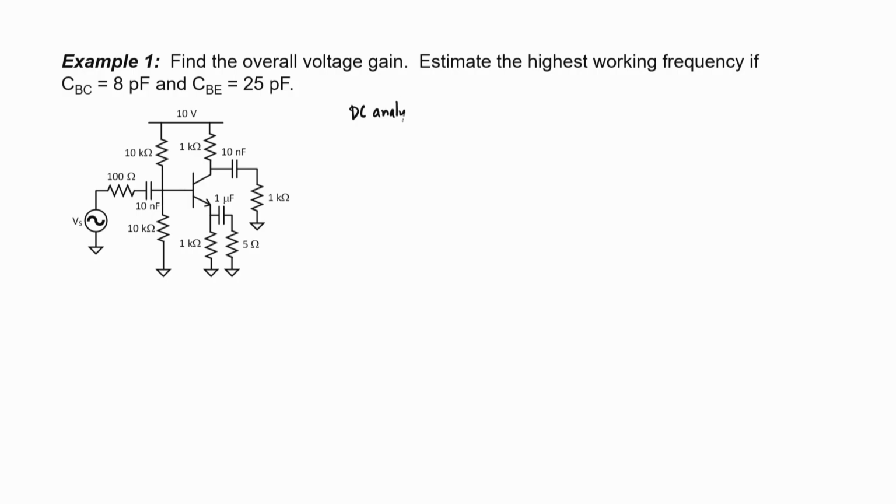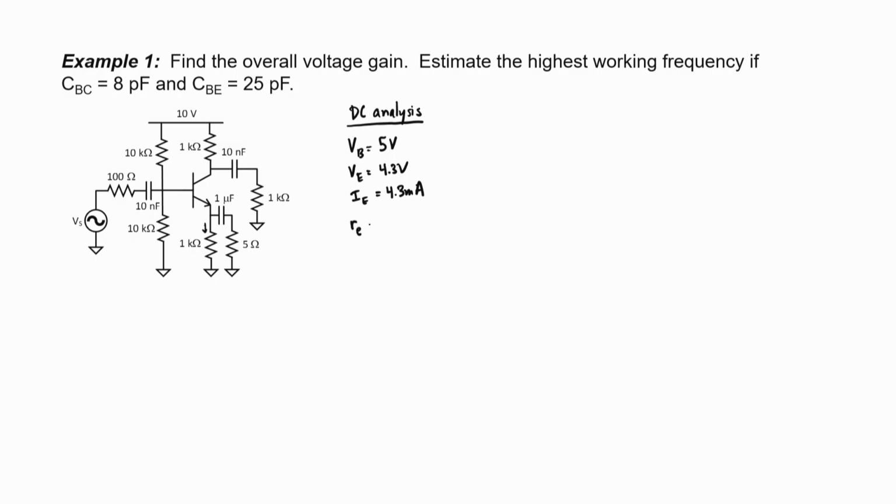Let's do a DC analysis first. So we have 10 volts up here at the power supply, and we have 2 10 kilo ohm resistors. That makes it pretty easy to find the base voltage since it's a nice even divider. The voltage at the emitter is going to be 0.7 volts down, and our DC emitter current is just 4.3 volts divided by 1 kilo ohm, giving me 4.3 milliamps.